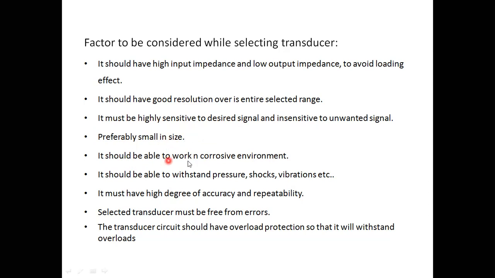Okay, and now it should be able to work in a corrosive environment. To work in a corrosive environment, the instrument must be non-corrosive, in any environment. And it must be able to withstand high pressures, shocks, vibrations, etc. Okay, and the transducer must be free from errors, and the transducer circuit should have overall protection so that it can withstand overloads. Ability to withstand load must be high, meaning ruggedness must be high.